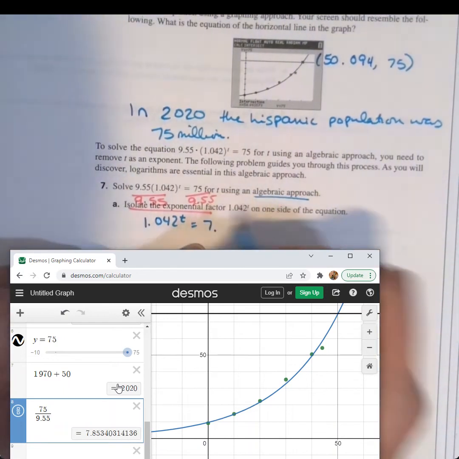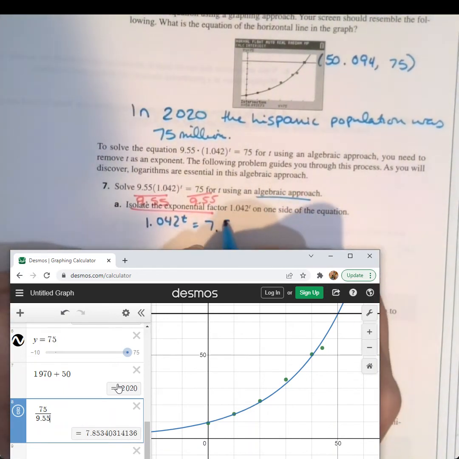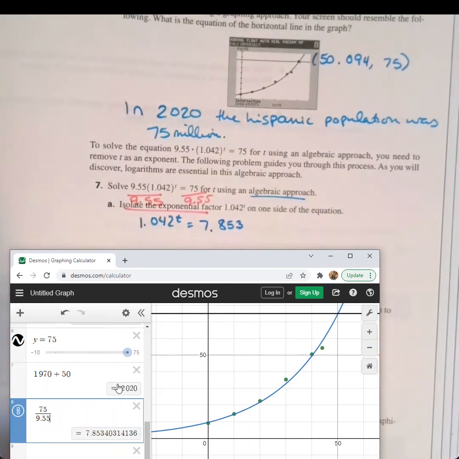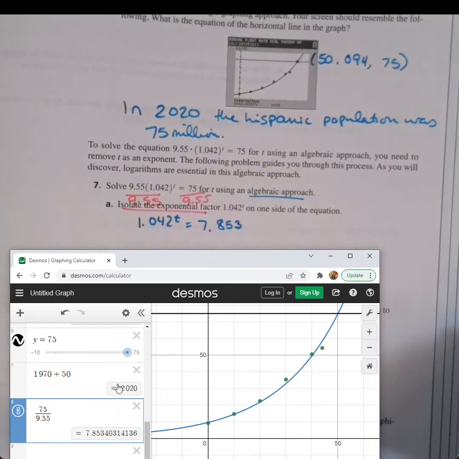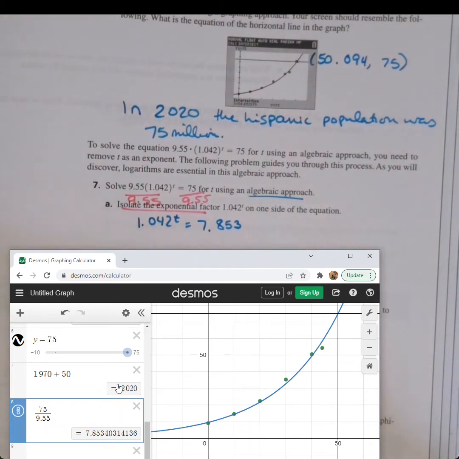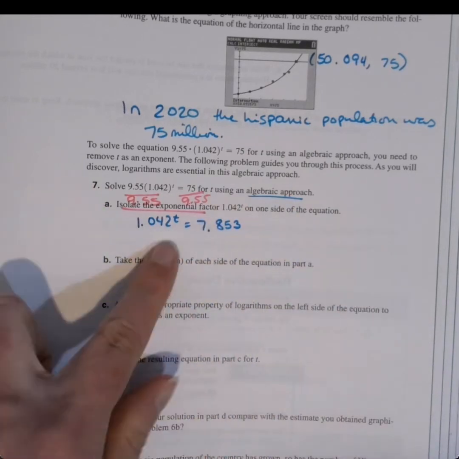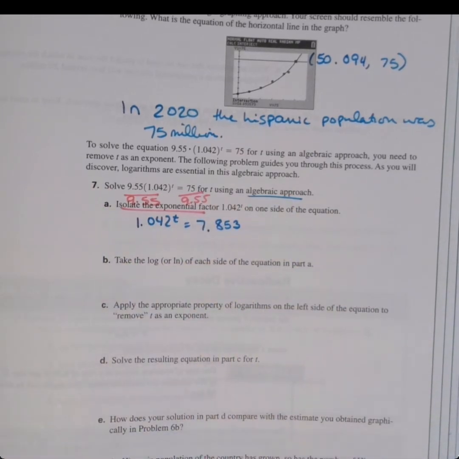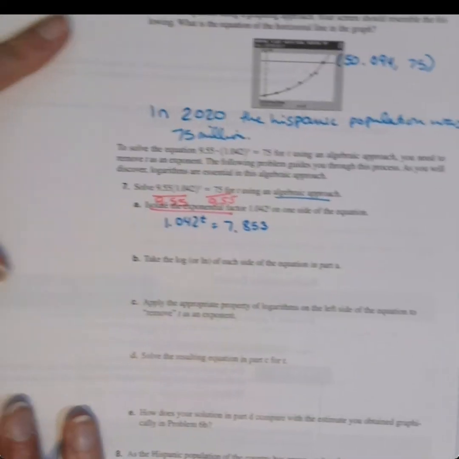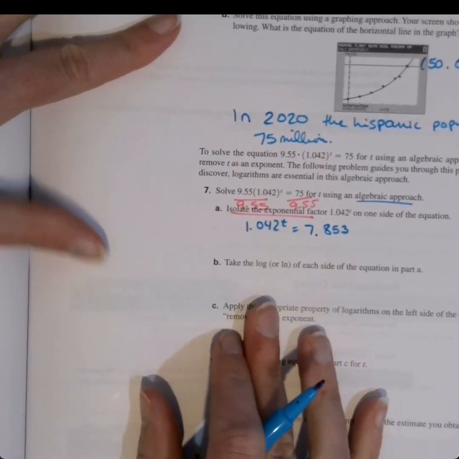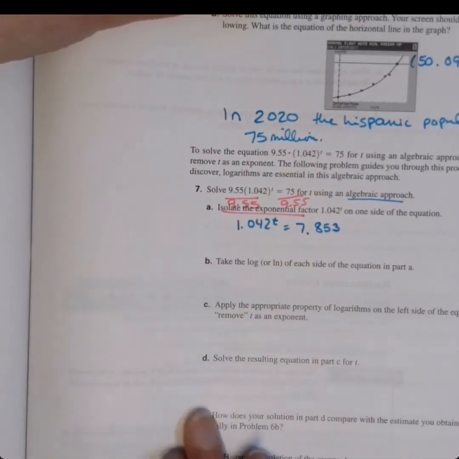About 7.853. I'm going to keep an extra decimal place there because we'll round down to 2 places at our answer, but now we've got 3 for the mid steps. Okay, now there are 2 ways to solve this by hand. There's the way that they're directing us to do it, and then there's the way I prefer to do it, which is using the inverse function. So I'm going to switch to that, and I'll come back to their method, which is more of an older method, a traditional method, not my favorite.